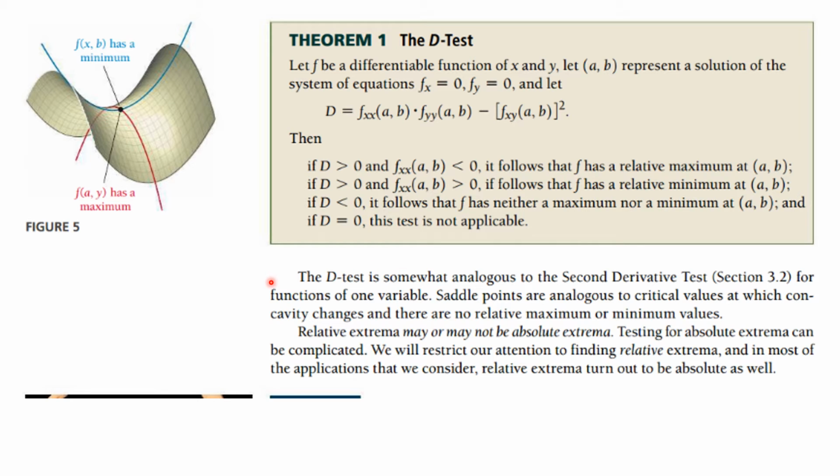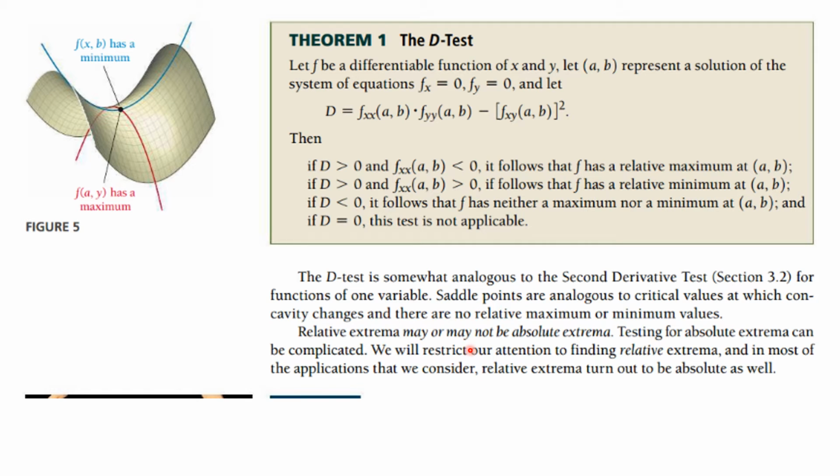Now this is somewhat analogous to the second derivative test that we studied earlier, before the midterm, for functions of one variable. And again, you should review that. Saddle points are analogous to critical values at which the concavity changes and there are no relative maximum or minimum values. But in three-dimensional space, this is what it's showing you. So one of them turns out to be a maximum, the other one turns out to be a minimum.